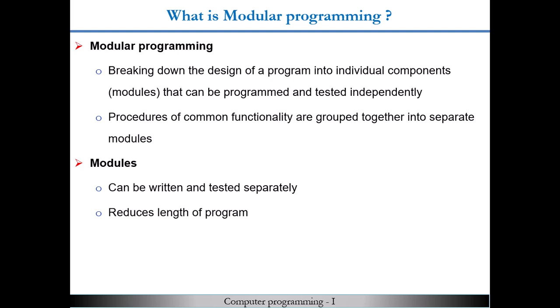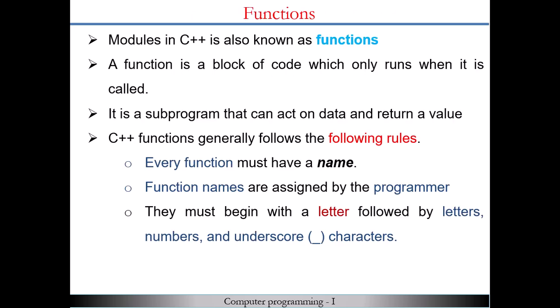So what is modular programming? Modular programming is breaking down the design of a program into individual components or modules that can be programmed and tested individually. And procedures of common functionality are grouped together into separate modules. So modules can be written and tested separately, and it reduces the length of the program. Modules in C++ are also known as functions. A function is a block of code which only runs when it is called. It is a sub-program that can act on data and return a value.